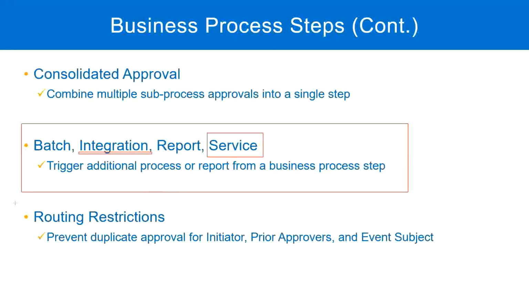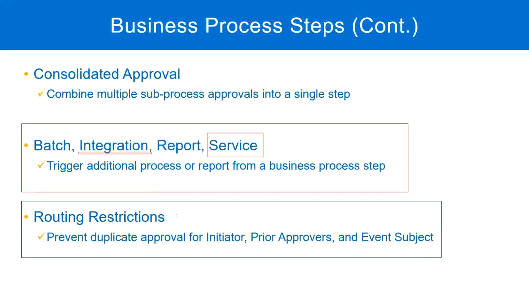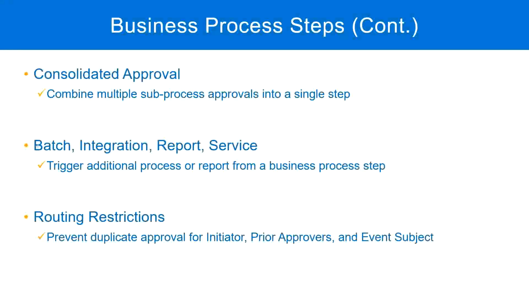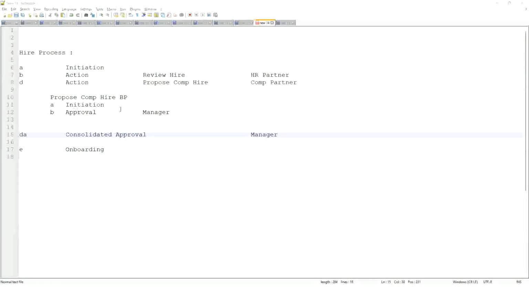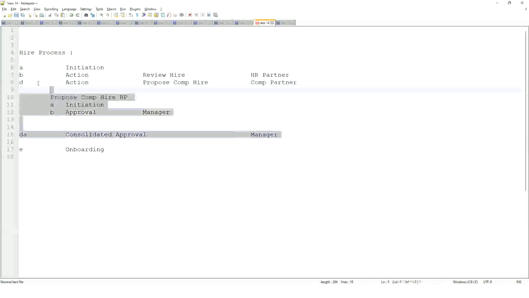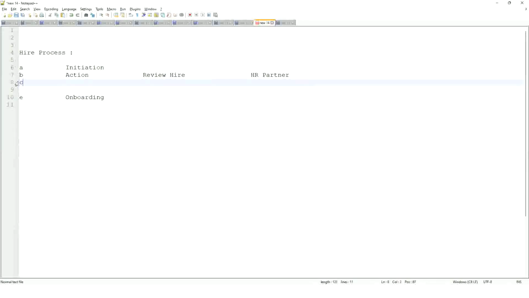And then comes a very interesting topic which says routing restrictions. You can restrict who does those approval steps. Now let me give you an example. So let's say this is your process. Let's remove the consolidated approval. Let's say step C is an approval task, and it is to be done by the HR partner.